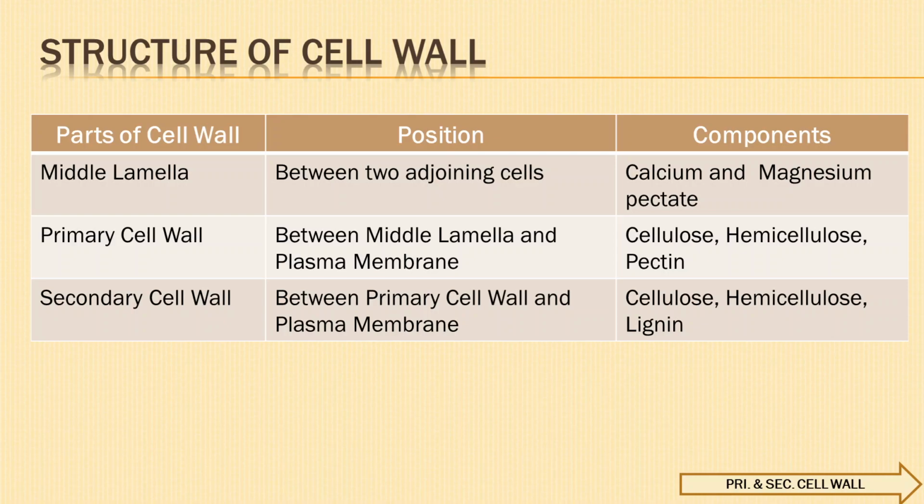Secondary cell wall is a rigid layer, giving strength and support to the cell. It is composed of cellulose, hemicellulose, and lignin. Cell wall matrix contains lignin and suberin.